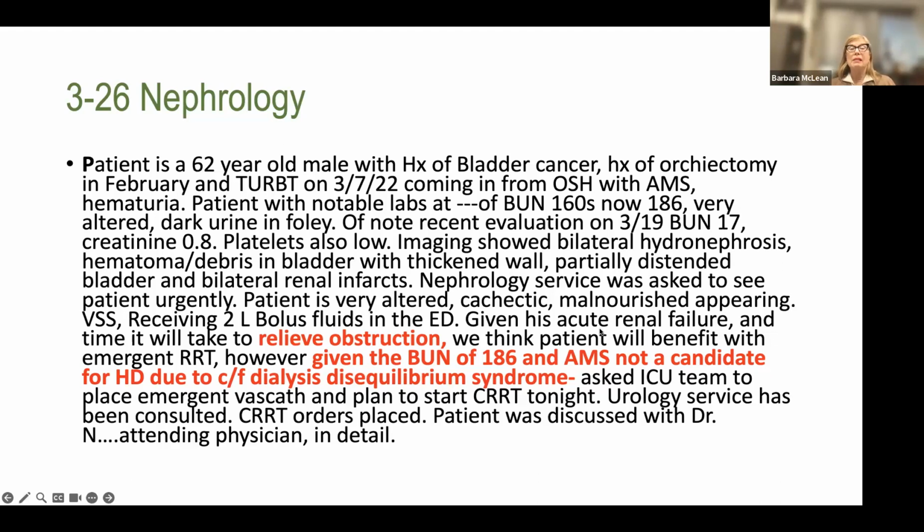And they say, okay, it's going to take some time. We think there is some obstruction, but he's got to have renal replacement therapy. Because his BUN is 186, we do not believe he's a candidate for hemodialysis, and there's a major reason, and that is concern for dialysis disequilibrium. So the ICU team places a Mahurkar fast cath. They're going to start CRRT as soon as the patient can get a bed in the medical ICU.